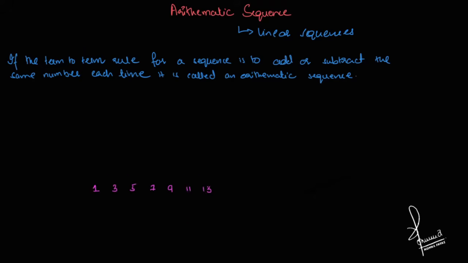For example, the sequence that we talked about previously, 1, 3, 5, 7, 9, 11, 13 is an example of an arithmetic sequence. How do I know it's an arithmetic sequence? You can see that I am continuously adding the same number to the term to get to my next term. So I am adding the same number each time to get to the next term. Hence, this is an example of an arithmetic sequence.